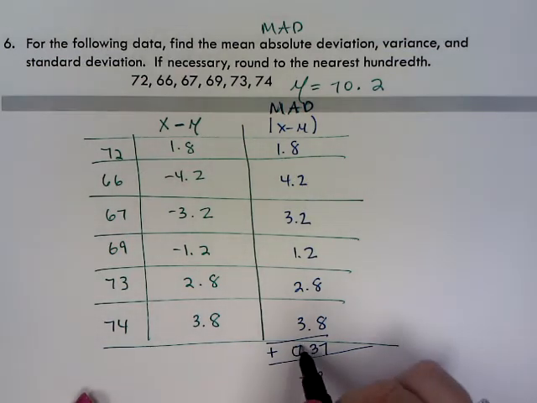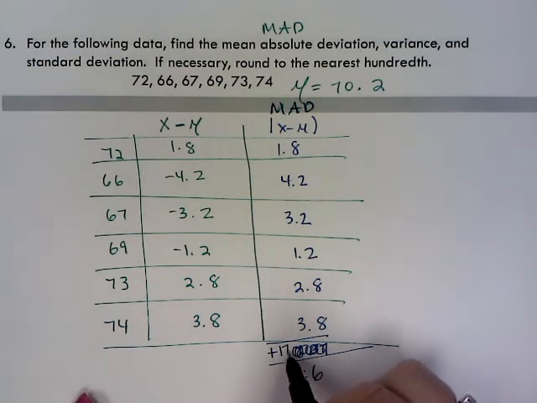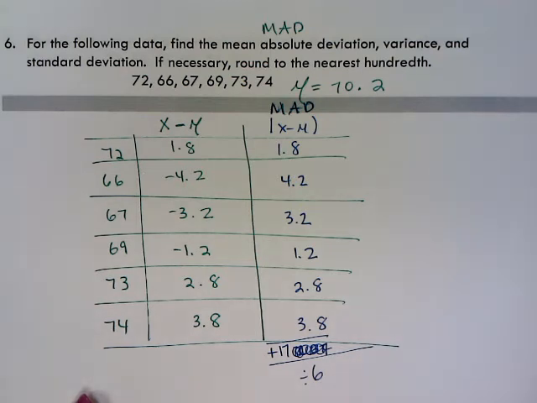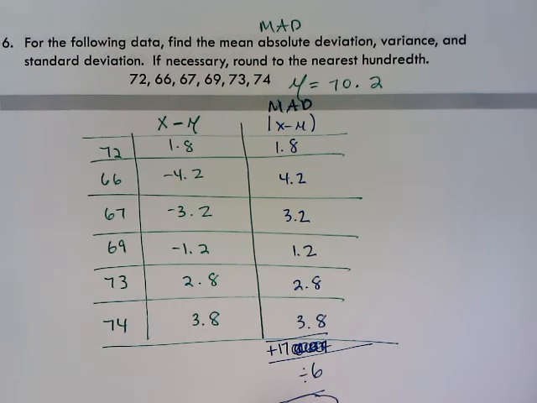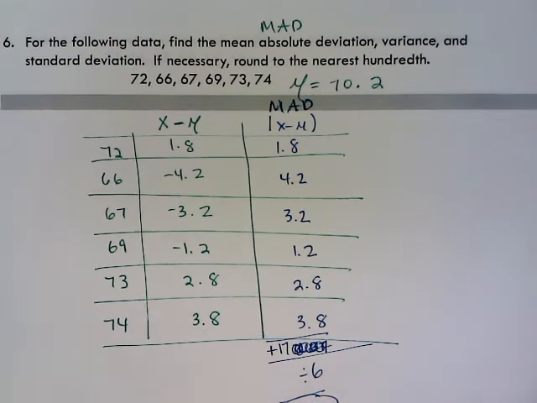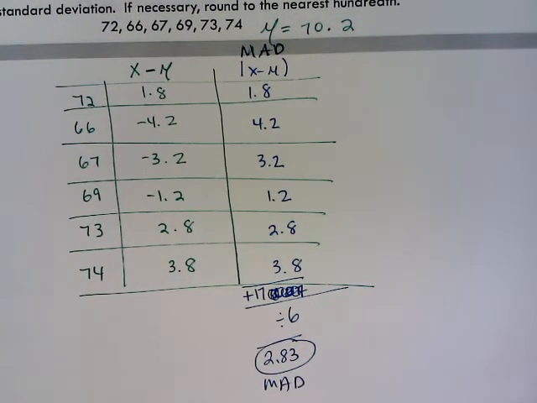How about 17? That's a much nicer number. 17 divided by 6 makes my MAD 2.83, because it says round to the nearest hundredth, and the 3 repeats. So that's my MAD.